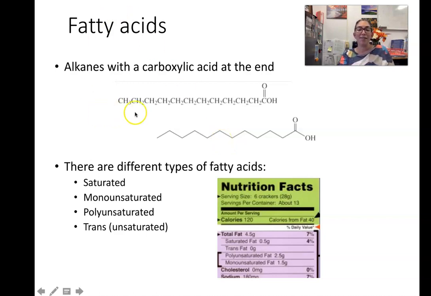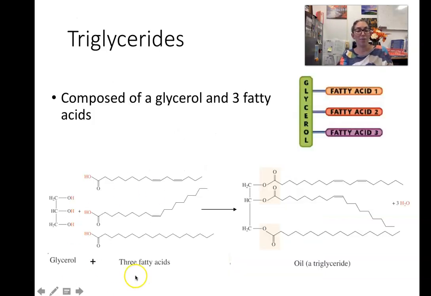So fatty acids are just long chains. They're either alkanes or alkenes with a carboxylic acid at the end. And the saturated ones have all single bonds. The unsaturated ones have at least one double bond. So you can have a monounsaturated fatty acid with one double bond, or a polyunsaturated fatty acid. So in this picture, for example, we have a saturated fatty acid, a monounsaturated fatty acid, and a polyunsaturated fatty acid.